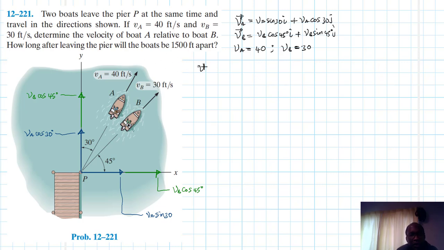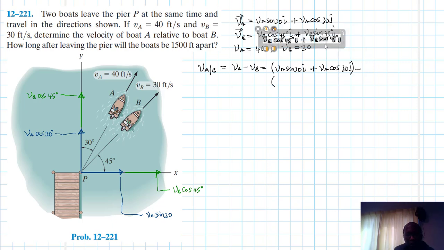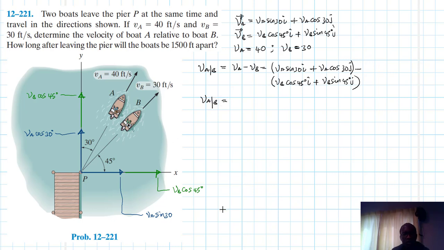So we have been asked to find the relative velocity of A with respect to B, meaning B is our frame of reference. So this is just VA minus VB, which is equal to, we can grab these, plug them there, this minus VB. We bring it down like so.